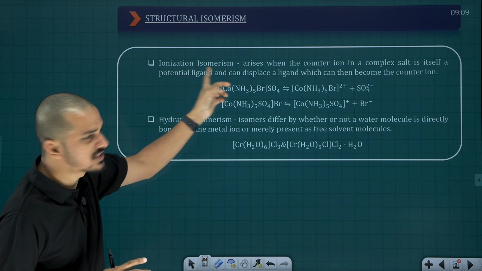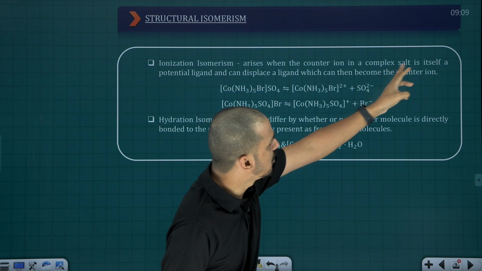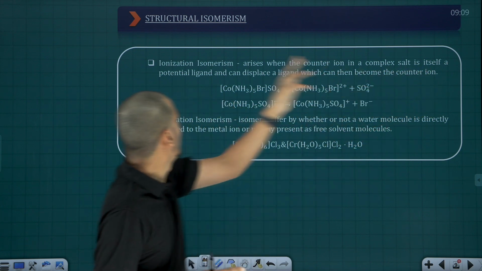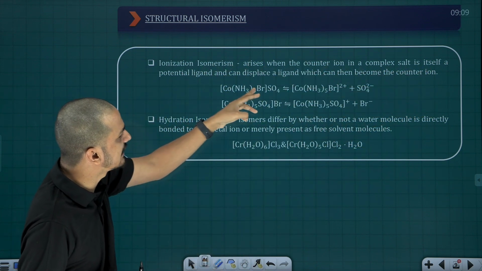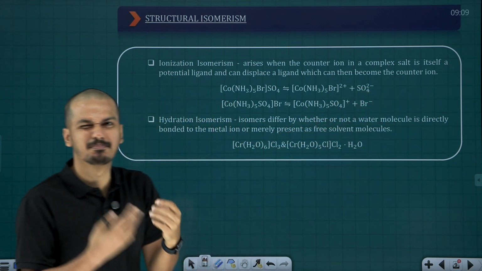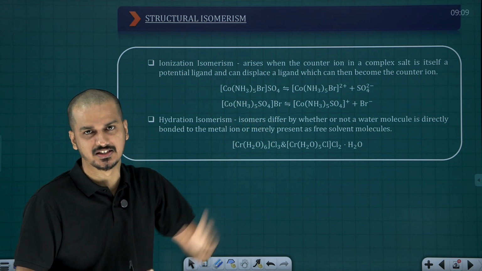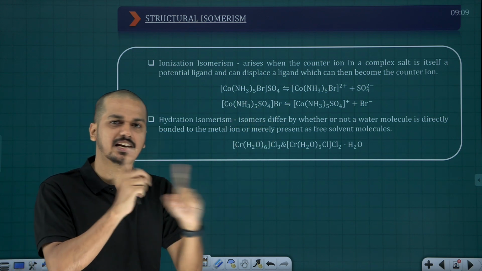In that, ionization isomerism arises when the counter ion in the complex salt is itself a potential ligand and can displace a ligand, which then becomes the counter ion. Simply we can say the counter ions and ligands are interchanging.